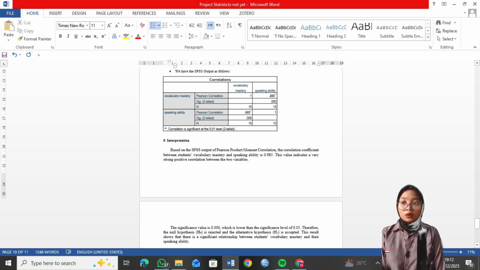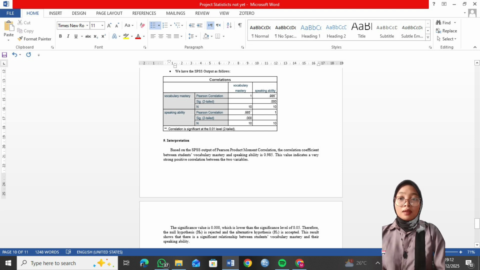The significance value is 0.00, which is lower than the significance level of 0.05. Therefore, the null hypothesis is rejected and the alternative hypothesis is accepted. This result shows that there is a significant relationship between student vocabulary mastery and their speaking ability.